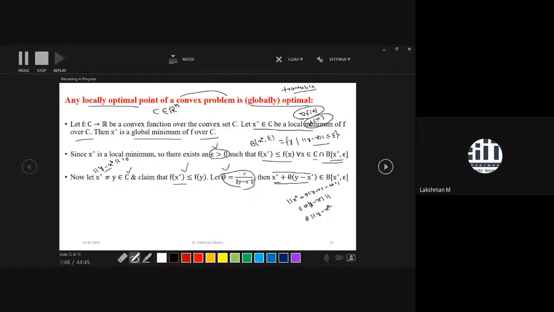Okay, you got it. So now from here, what is the value? This is the distance between this point and x star. And what is theta? Put the value of theta. If you put the value of theta, theta is epsilon divided by the norm of y minus x star.